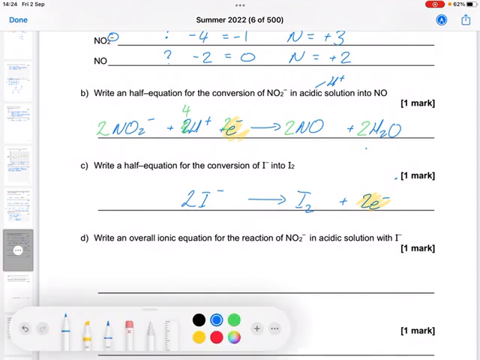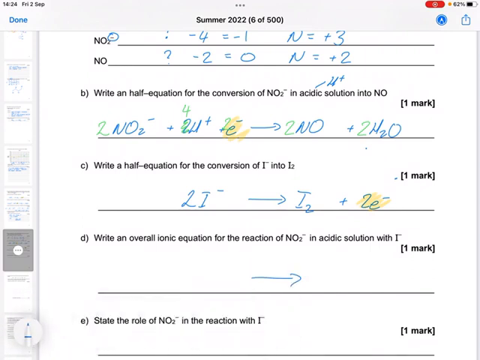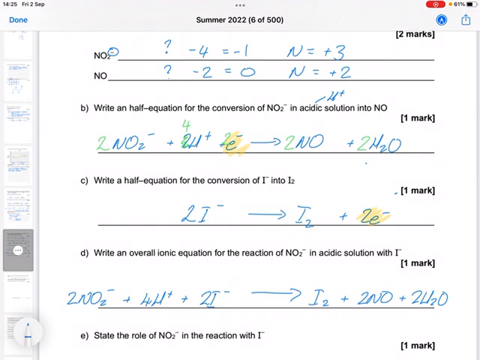So when I bring these 2 equations together, now that the electrons balance, I've got 2 NO2 minus plus 4H plus plus 2 I minus, the electrons cancel, which then gives me iodine plus 2NO plus 2H2O.